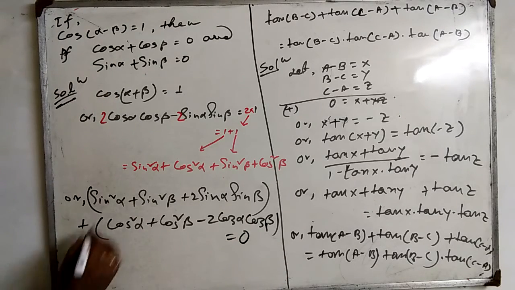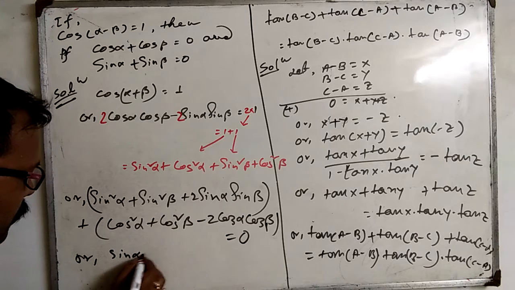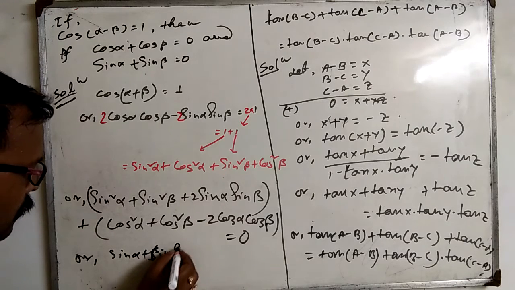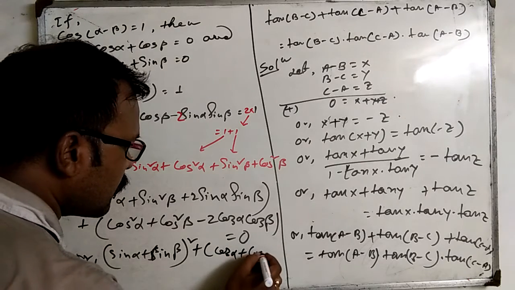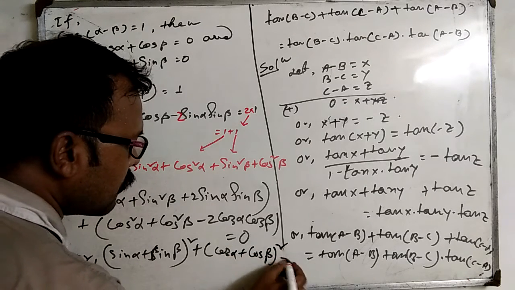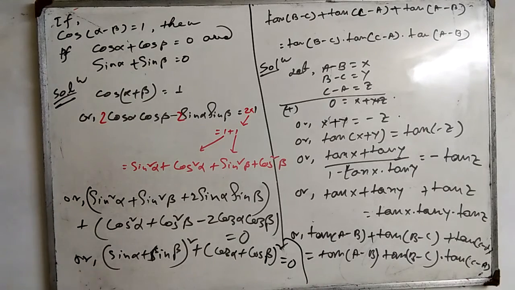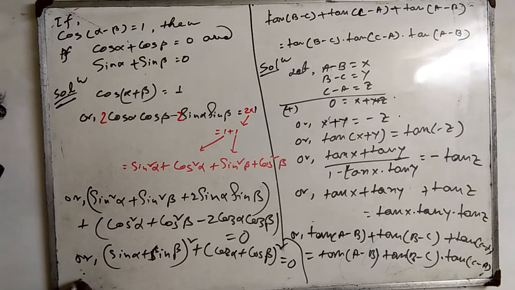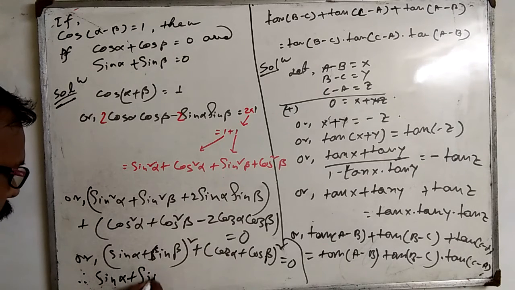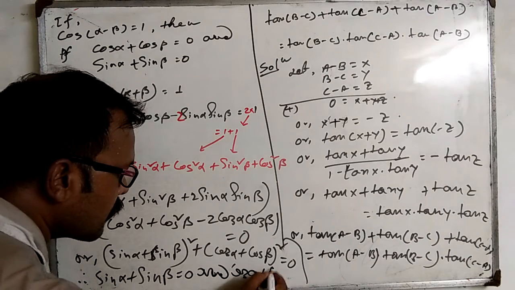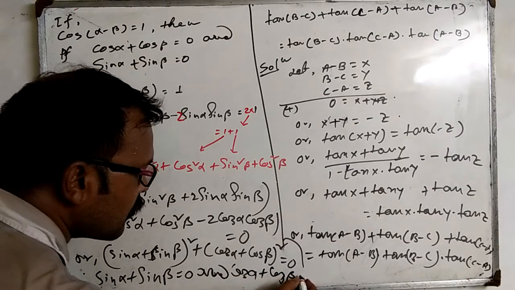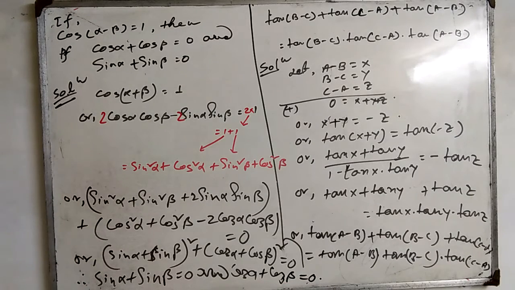So that is sine alpha plus sine beta whole square, plus cos alpha plus cos beta whole square, that will be 0. So two square terms sum to 0, that means sine alpha plus sine beta equals 0, and cos alpha plus cos beta is individually 0. So easy. We go to the next problem now.